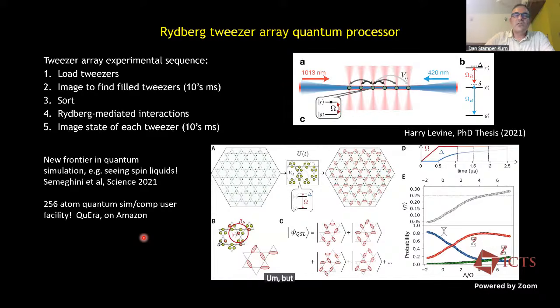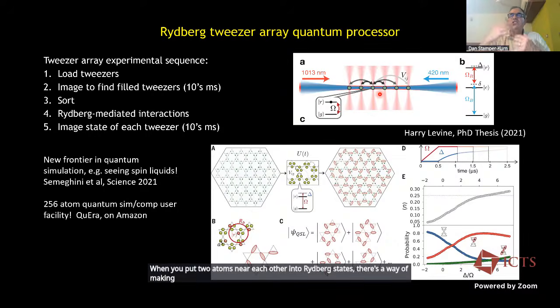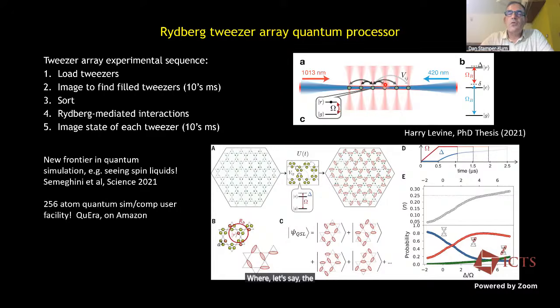But it gets even crazier than that, because this is not only the basis of a quantum simulator, but it's also the basis of a quantum computer. Because when you put two atoms near each other into Rydberg states, there's a way of making some conditional quantum logic occur, where, let's say, the state of this atom will be transformed based on the state of this atom. And that's a 2-qubit gate, and it's therefore the essential building block of a quantum computer.